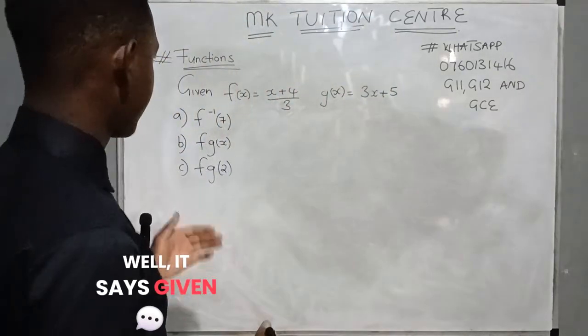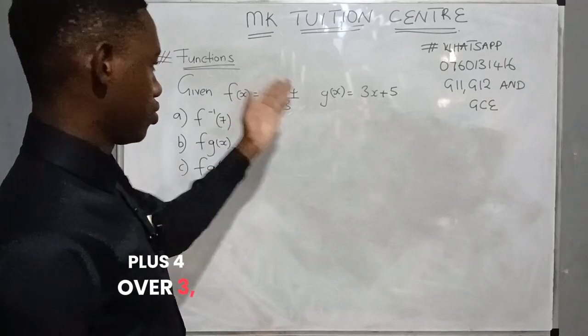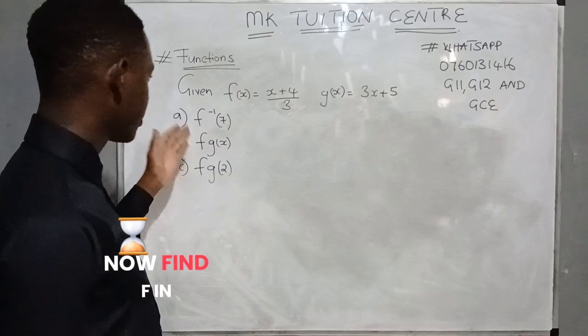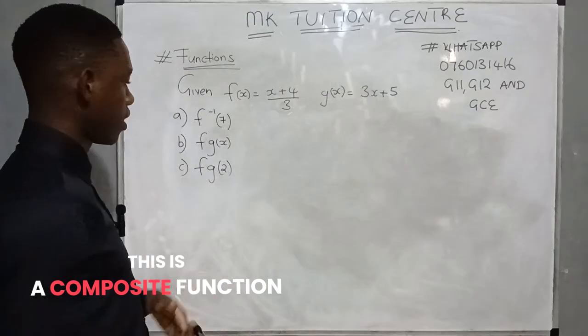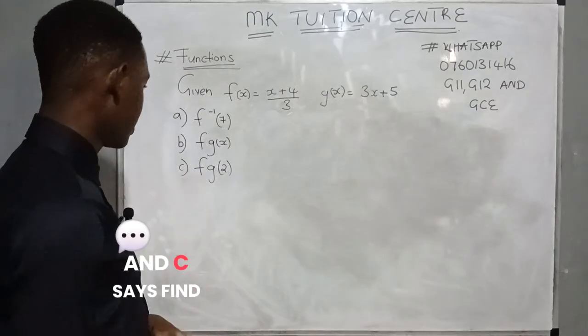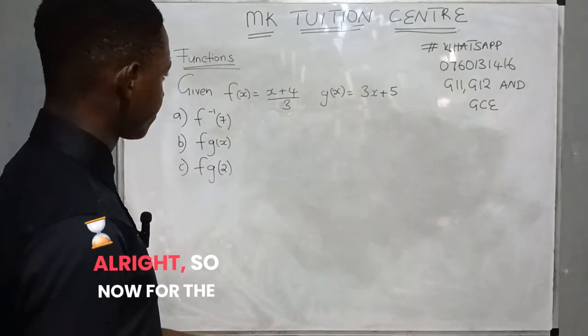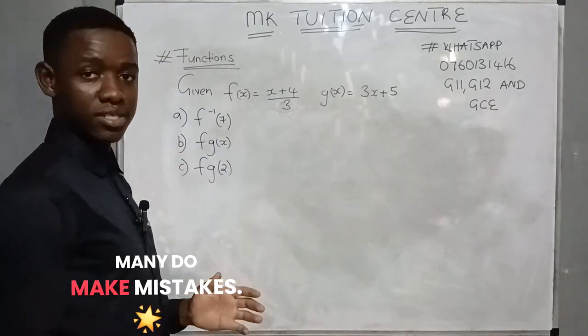Well, it says given that f of x is equal to (x plus 4) over 3, g of x is equal to 3x plus 5. Now find f inverse of 7, fg of x, this is a composite function, and c says find fg of 2. Alright, so now for the first one, many do make mistakes.